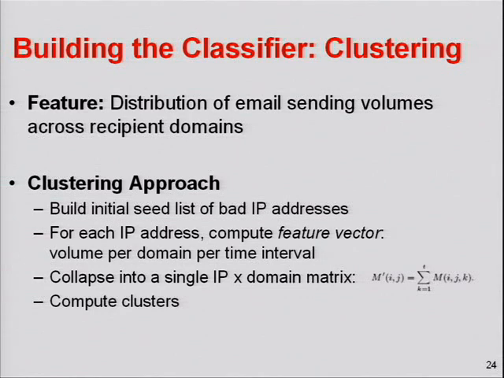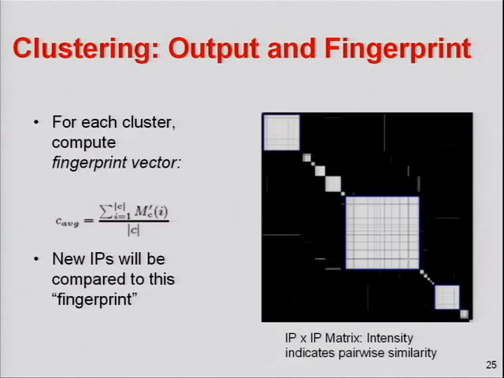Then we throw some magic spectral clustering at this matrix, which I won't describe in this talk, but it's a PCA-based clustering, and here's essentially what we get out. What we get out actually are these pretty white squares, which represent clusters. So what we get out is an IP by IP matrix.